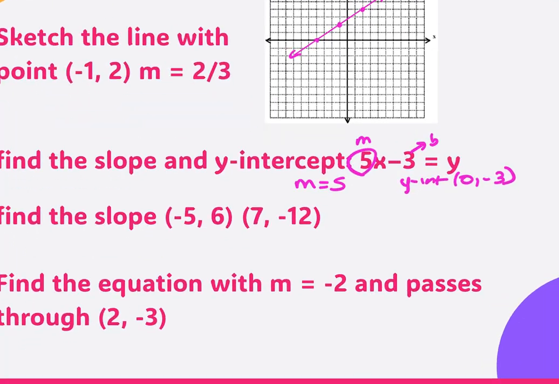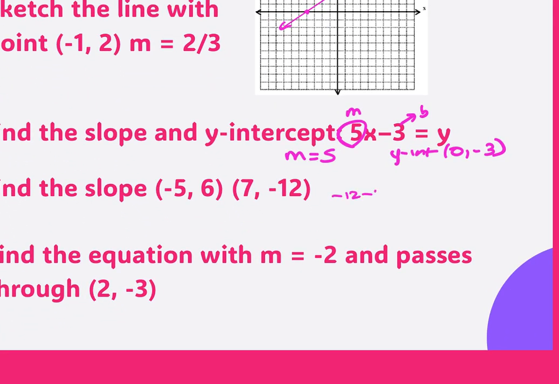So I do y2 minus y1 over x2 minus x1, and minus a -5 makes that positive. And I get -18 over 12. 6 goes into both of those, -3/2.